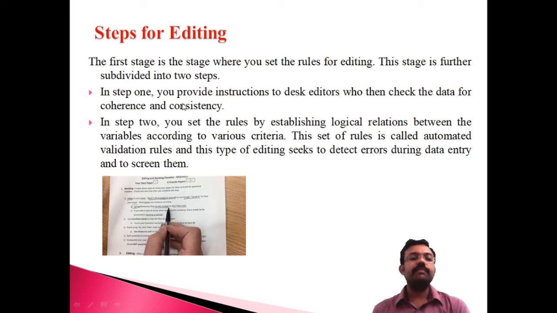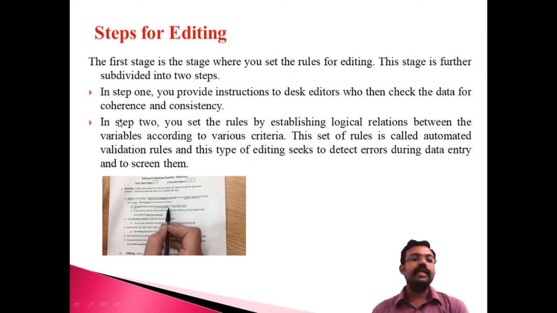The first one is providing the right instruction to the desk editors. Suppose you're a researcher appointing editors for editing the data. You must give the right information to the editor. Provide the instruction to the desk editor, who then checks the data for coherence, that means systematic sense and consistency. So that's the first important step of editing: give proper instruction to the editors regarding the consistency and coherence of your data.